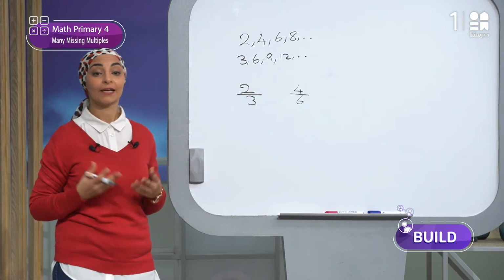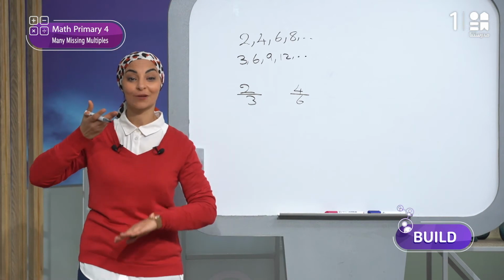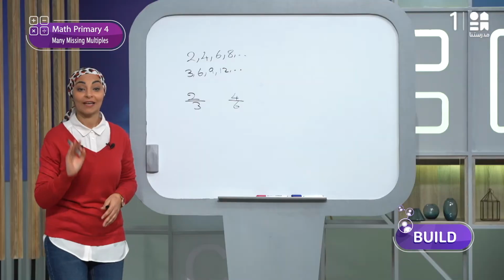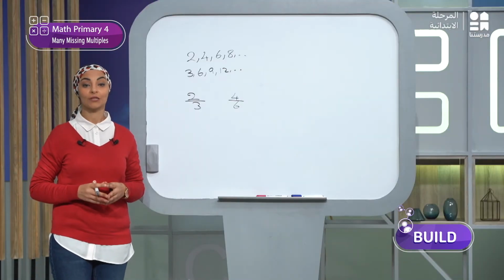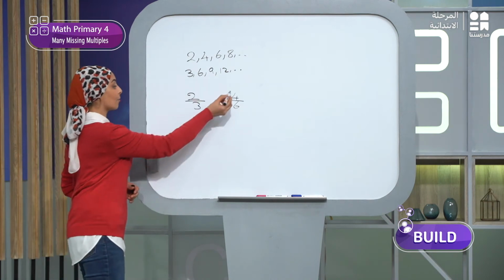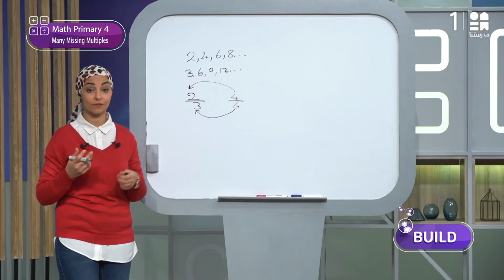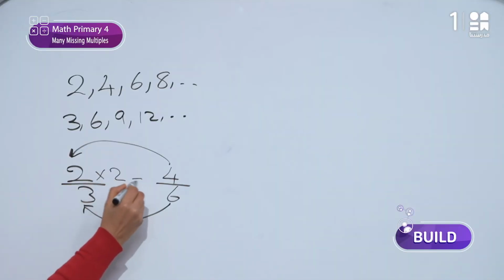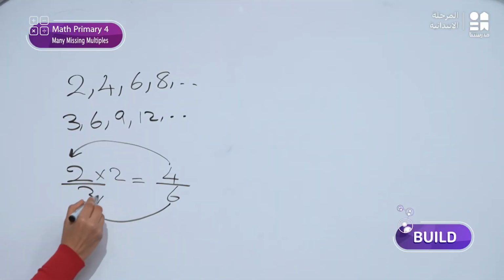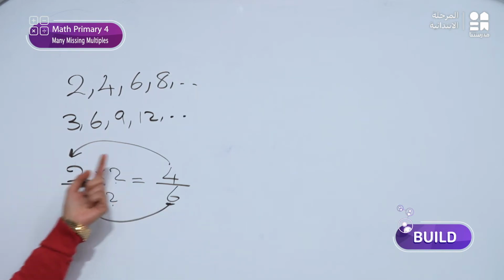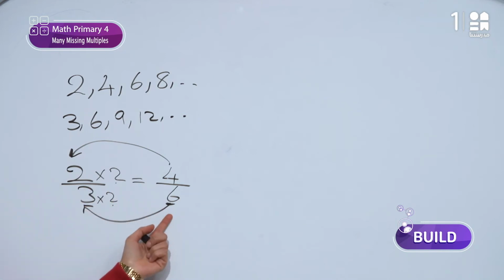In another way, what is the relationship between the numerator and the denominator in each fraction, 2 over 3 and 4 over 6? I'm sure now that you all noticed from the multiples we wrote that the 4 is a multiple of 2, and we also noticed that the 6 is also a multiple of 3, right? In another way, if I do 2 times 2, it gives me 4, and if I do 3 times the same number, which is 2, it equals 6. So 2 times 2 gives me 4 and 3 times 2 gives me 6.